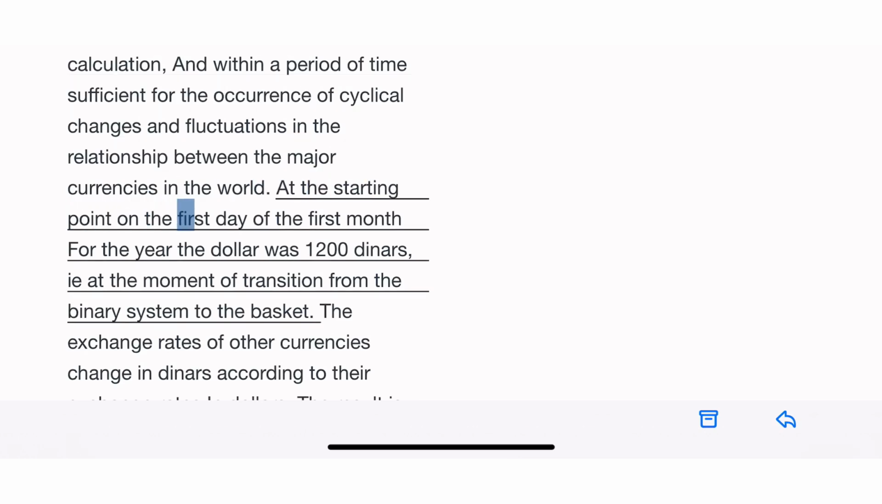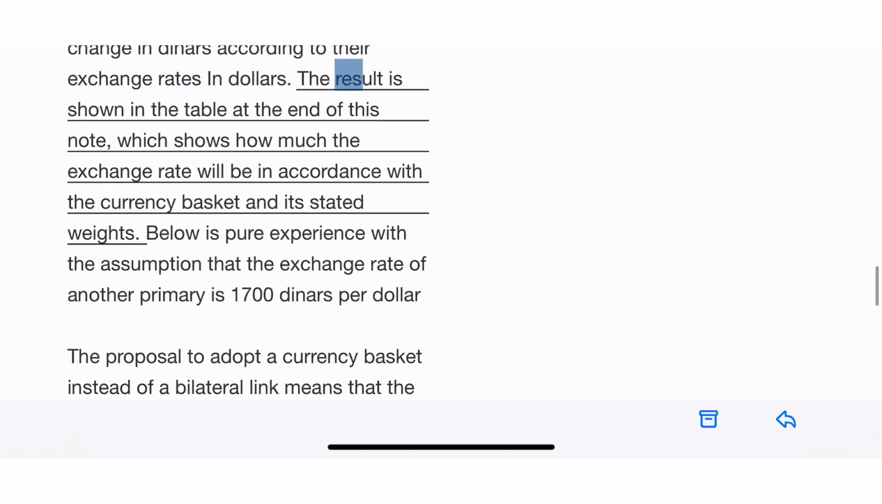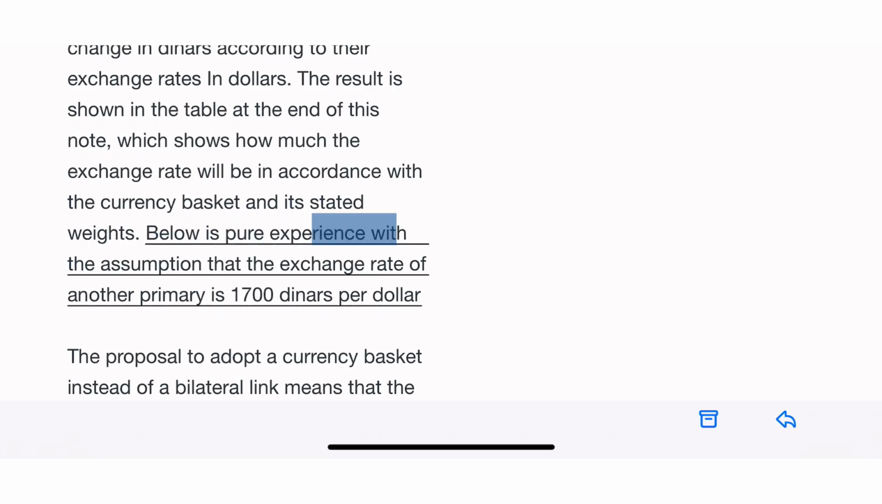At the starting point on the first day of the first month for the year, the dollar was 1,200 dinars, i.e. at the moment of transition from the binary system to the basket. The exchange rates of other currencies change in dinars according to their exchange rates in dollars. The result is shown in the table at the end of this note, which shows how much the exchange rate will be in accordance with the currency basket and its stated weights. Below is a pure experiment with the assumption that the exchange rate of another primary is 1,700 dinars per dollar.